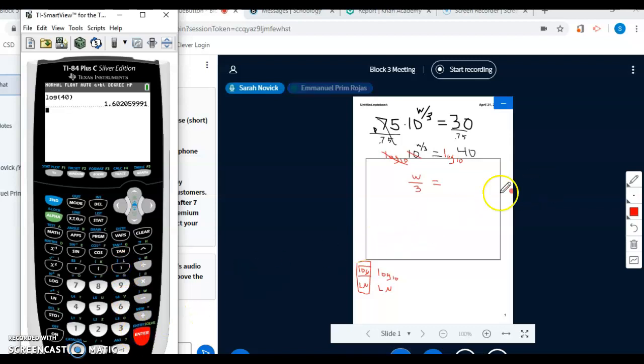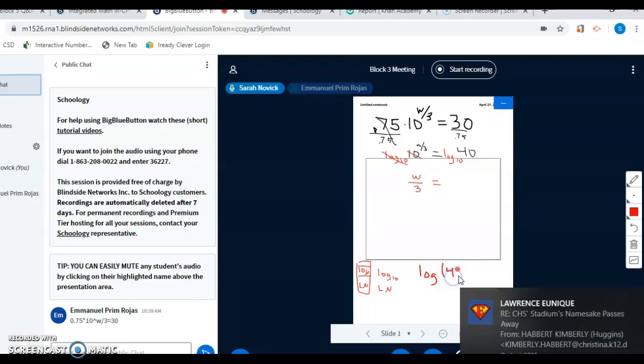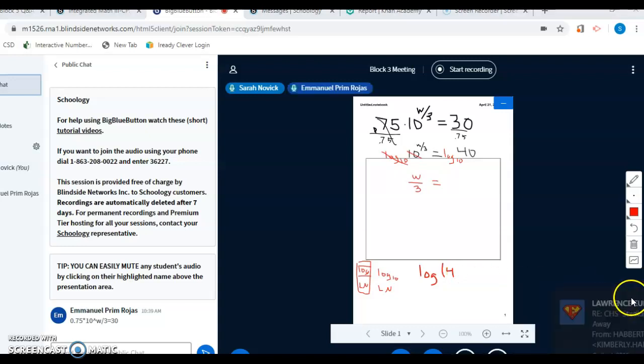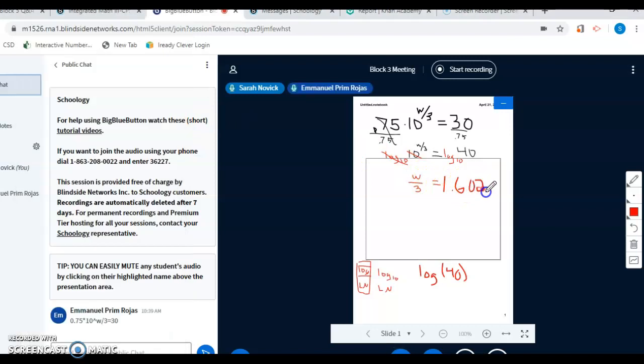What did you get when you did that? Okay, wait. So you're going to type in log 40. You don't put the 10, you just put log 40. I got 1.60602, right? 1.60602. Okay.